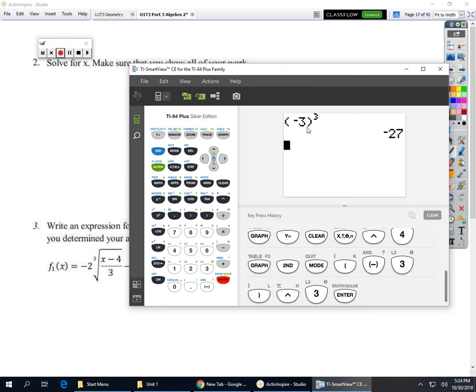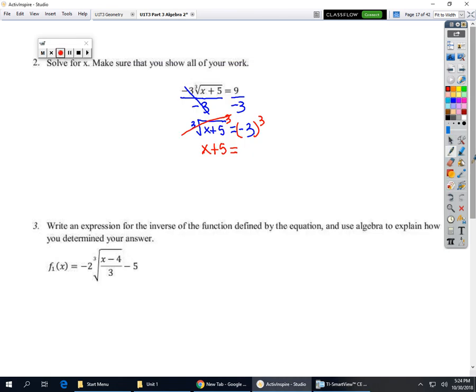Yeah, this one, coincidentally, you'll get the same answer, but if you were to use an even exponent, it would definitely be wrong, so that is negative 27. All right, and last thing I do, plus 5, I use minus 5. 5 and 5 cancel, x equals negative 32. Absolutely lovely.